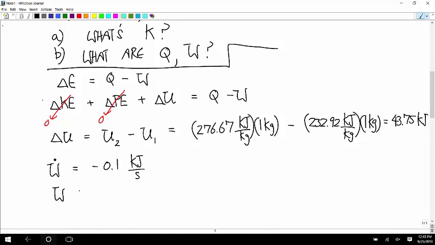And so the total work is the integral over 20 minutes. We have this in seconds, so we have to integrate this with respect to time in seconds. So we're going to go from 0 to 20 minutes in seconds, which is 1200, of negative 0.1 dt. And if you do that integration, you just get negative 120. And that's in units of kilojoules.